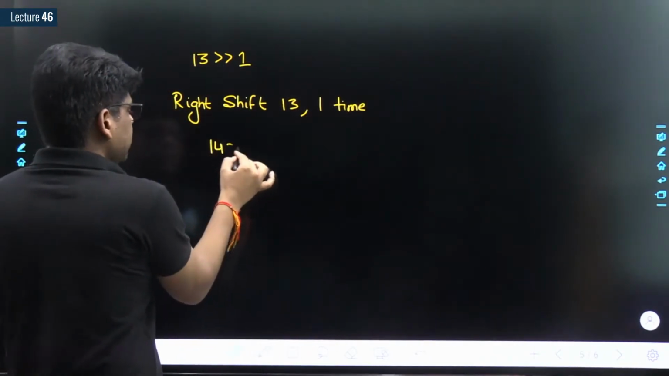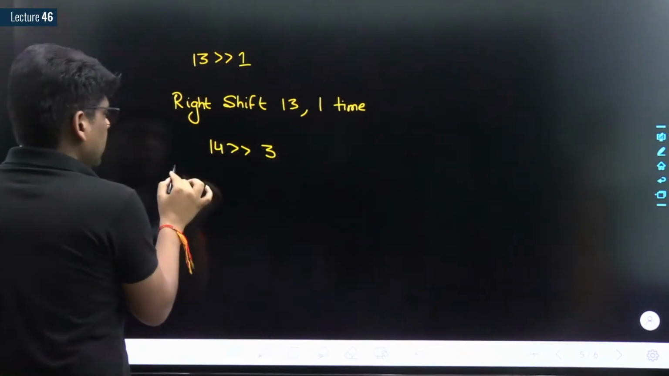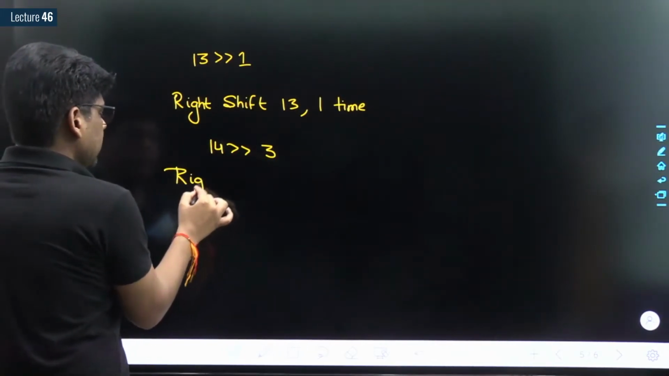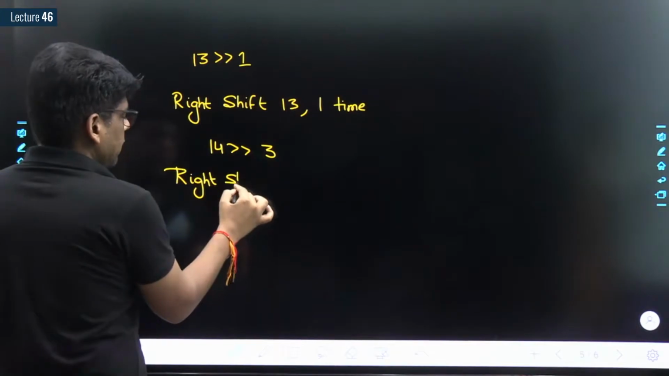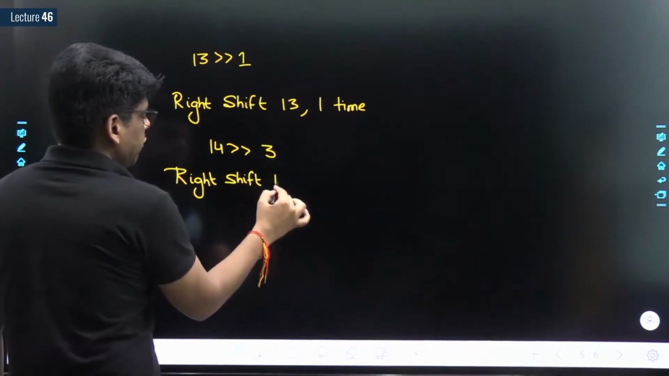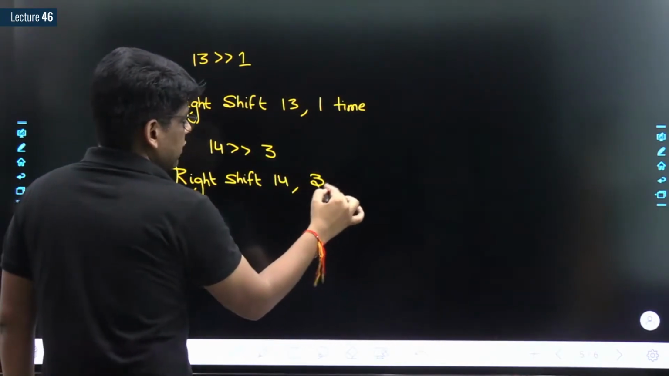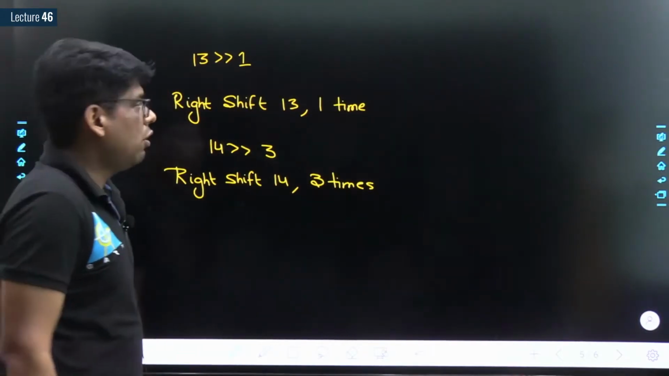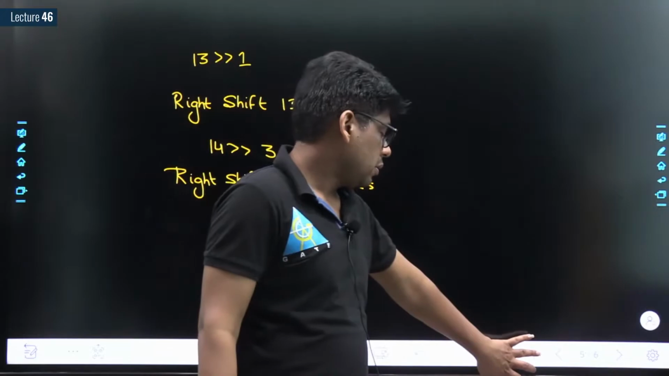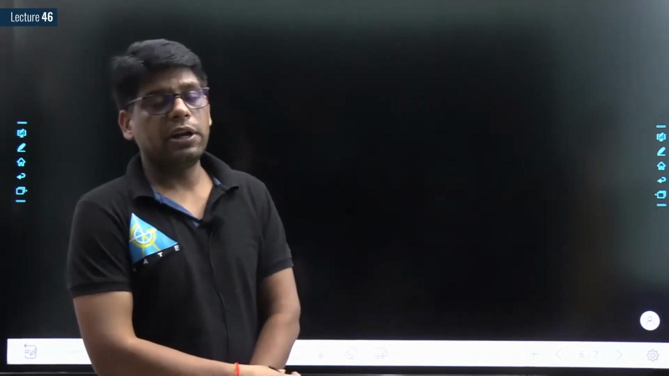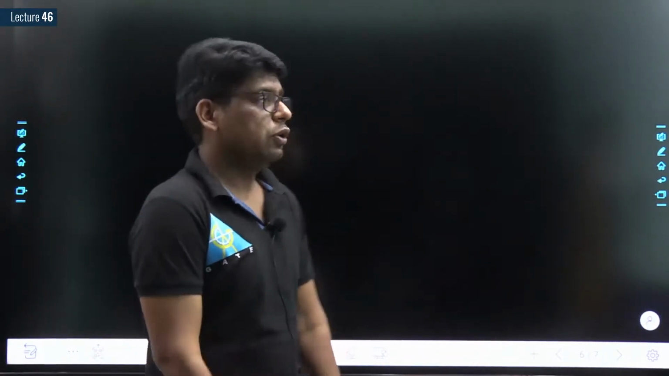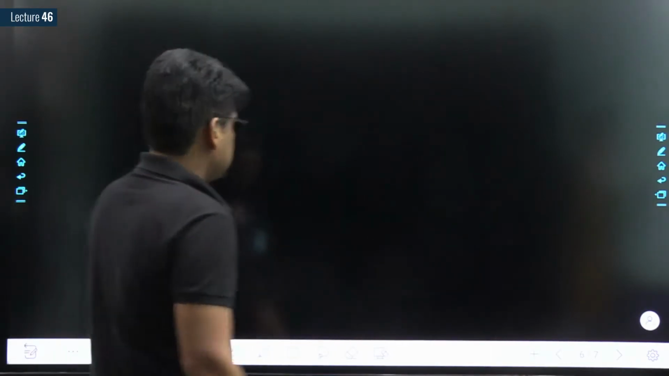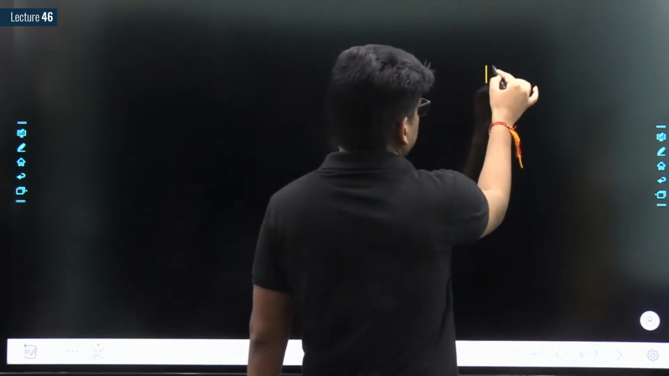If I write something like this, what does that mean? Right shift 14, how many times? 3 times. So that's the basic meaning of a binary operator. It requires two operands. Okay, let's quickly start with a question.